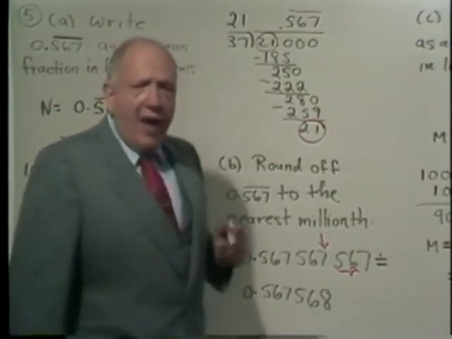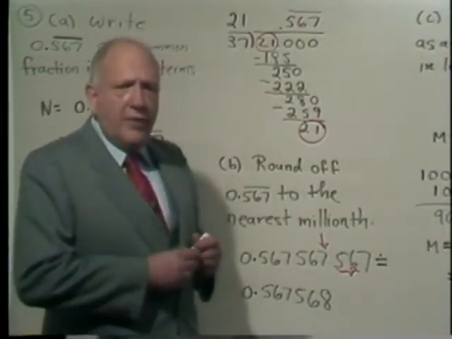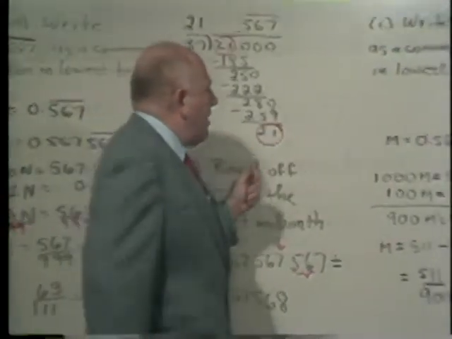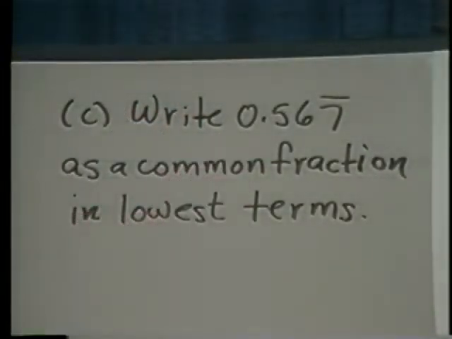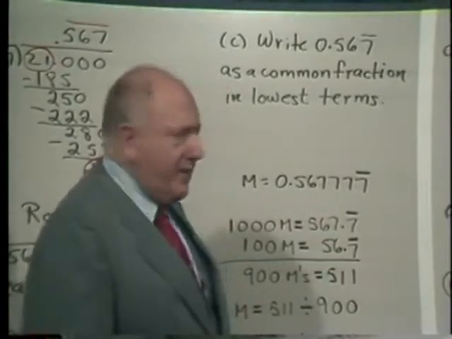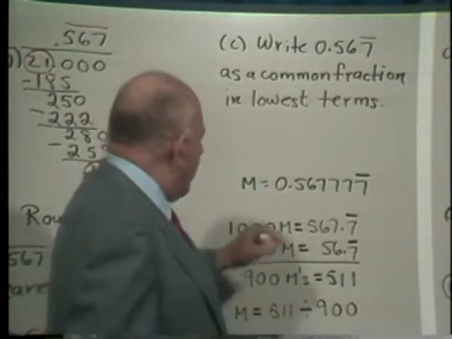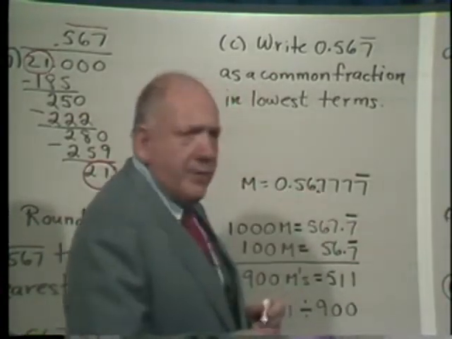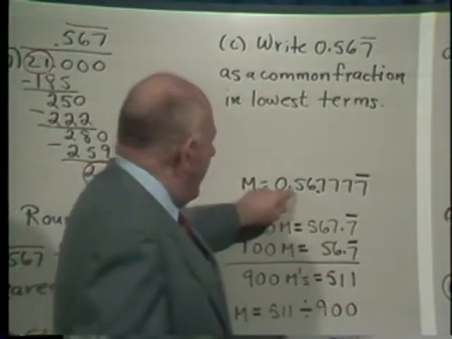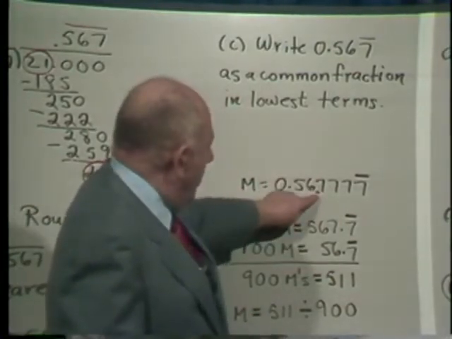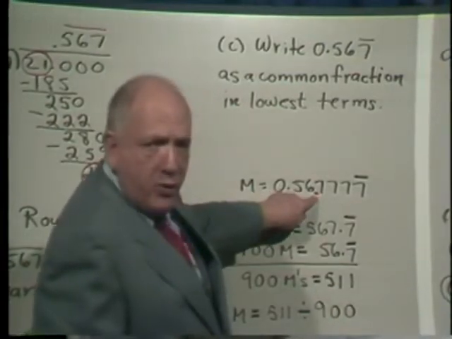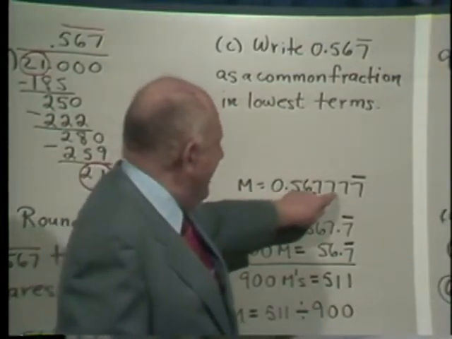Now, part C tries to warn us about the same thing I warned you about in the lecture and a few minutes ago. Now I say write 0.567, but now the bar is only over the 7, as a common fraction in lowest terms. If I call this number m, the only part of the decimal that's repeating is the 7. It starts with 0.56, and the 7s go on endlessly. The first place I can put the decimal point to capitalize on the repeating part, I have to get the 5 and the 6 out of here. So the first point is between the 6 and the 7. That's 7, 7, 7, 7.